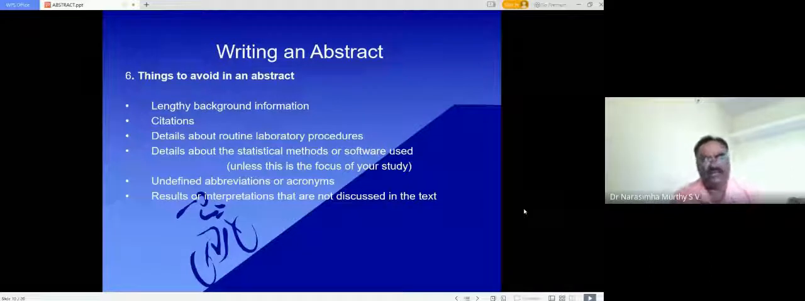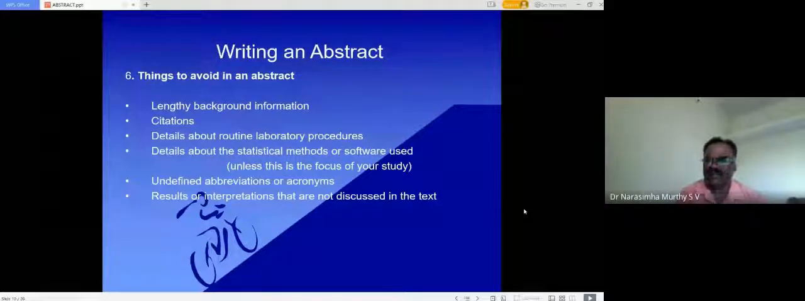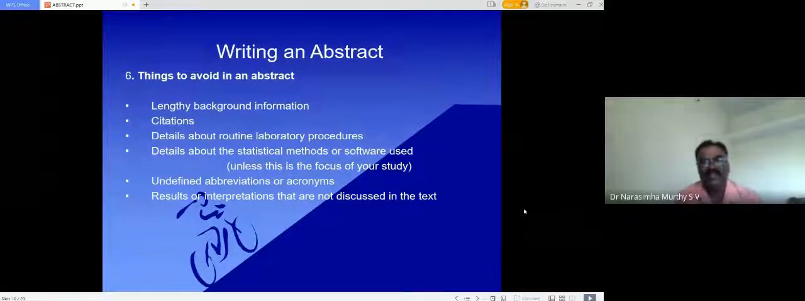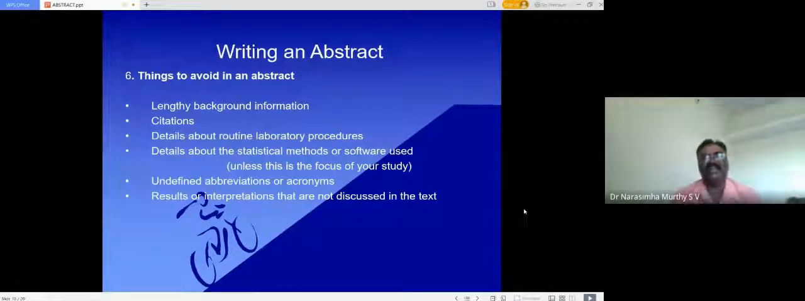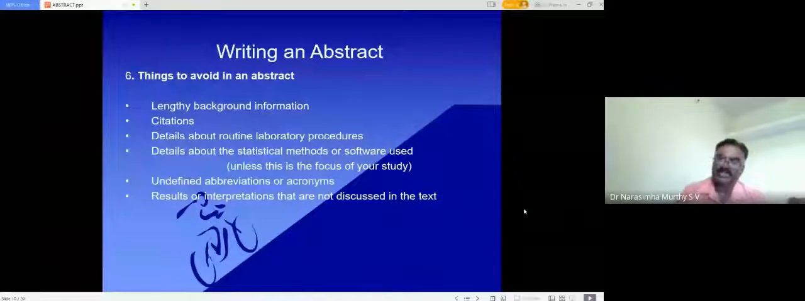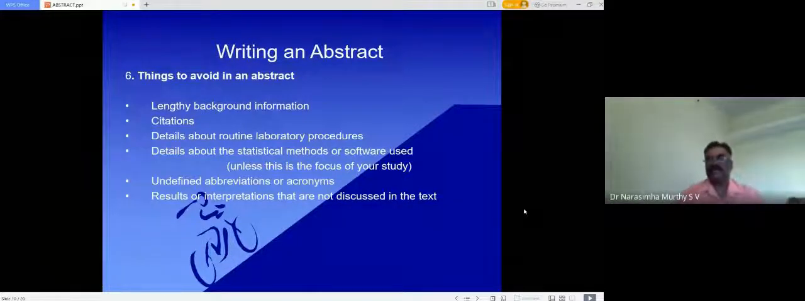Even there, unnecessary background information, most of the times, I see a lot of research papers coming with it. Sometimes the reviewers, particularly the editorial board, will definitely look into it. When you give too much background information, that clearly indicates how you have structured your research paper. That is one thing. Don't give lengthy background information.